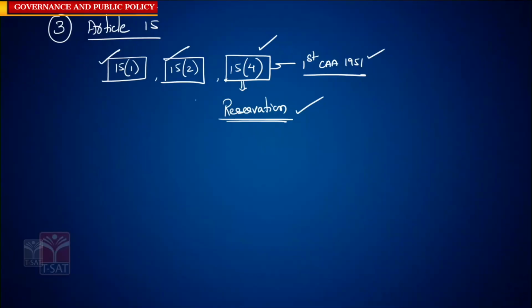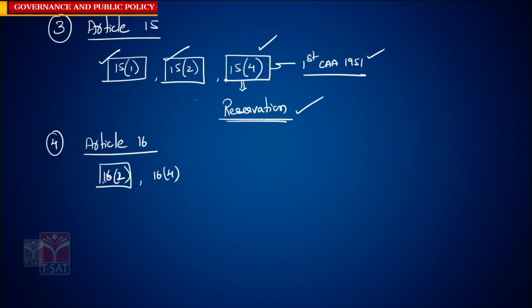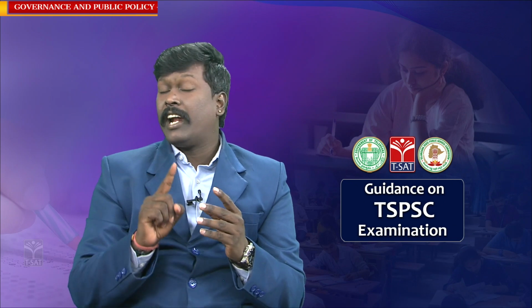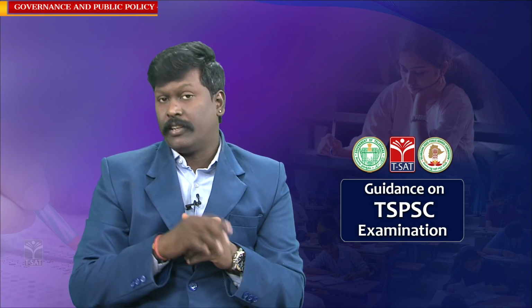The next important one is Article 16. Now as part of Article 16 there are two clauses which we need to remember, Article 16 clause 2 and Article 16 clause 4. Now what is Article 16 clause 2? Article 16 clause 2 says the state shall not discriminate any citizen.